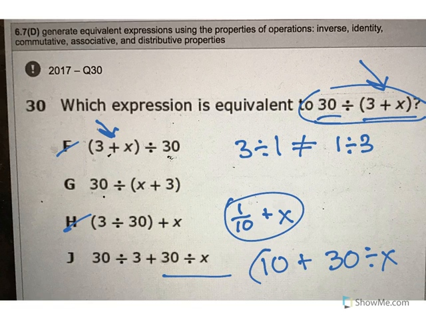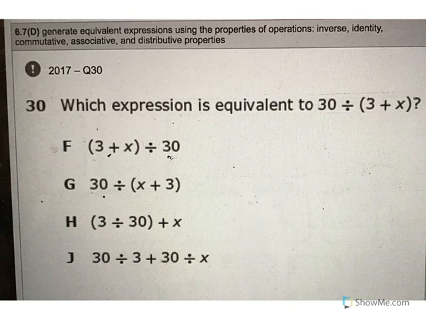Well, again, does this simplification look the same as the one we started off with? It does not, so it can't be j. So I'm going to clear all this out, and let's hope the answer is g. And thankfully for us it is, because we started off with 30 divided by, perfect, 3 plus x, x plus 3.